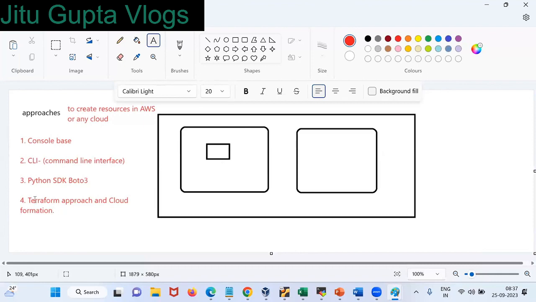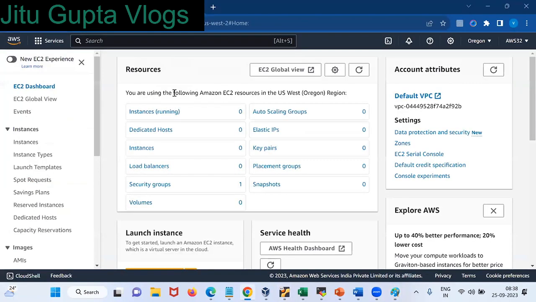The Terraform approach is, as of now, a hot cake in the market. Especially for DevOps, we can cover Terraform 100%. But in the cloud itself, I'm going to show you as per the cloud perspective. SDK means software development kit. Clear till here?